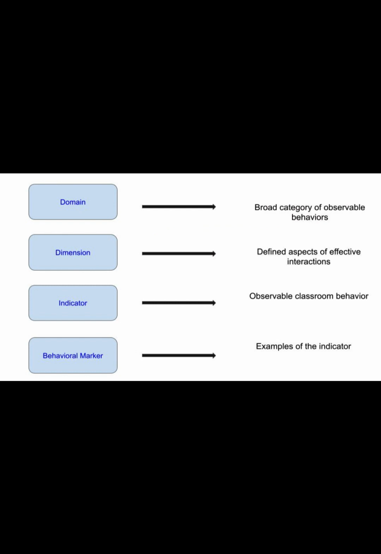Domains are broad categories of observable behaviors. Dimensions are the defined aspects of effective interactions within each domain. Each dimension has indicators, a specific kind of behavior that can be observed in classrooms. Behavioral markers are examples of each indicator. Behavioral markers are not a checklist, but rather suggestions of behaviors that may be observed as evidence of an indicator.